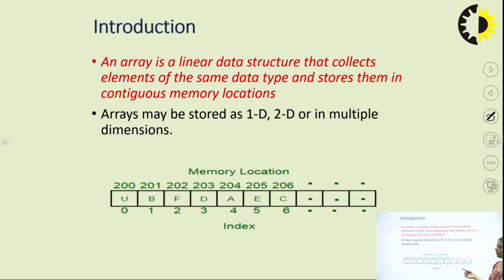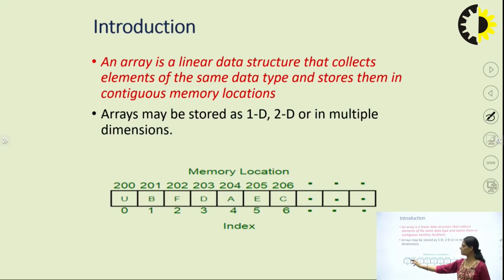Suppose this is an array that is given, it is a 1D array. Over here 0, 1, 2, 3, 4, 5, 6 are the index numbers and every element allocates space inside the memory. The memory has memory addresses. So 200 is the memory address, similarly 201 is the memory address, 202 is the memory address, and over here we can see that it is stored in a contiguous memory location.